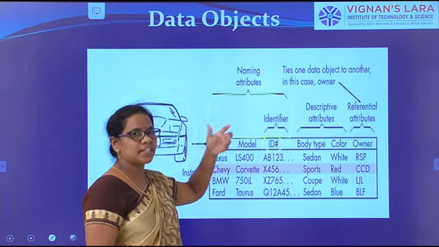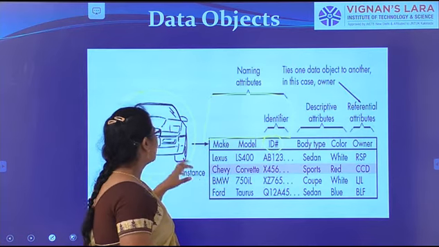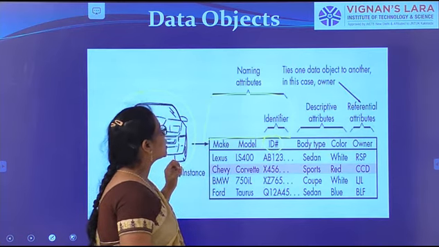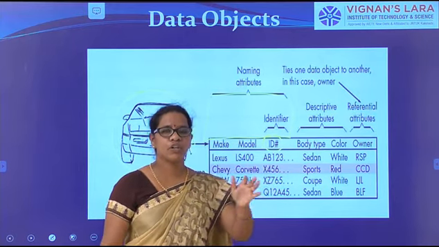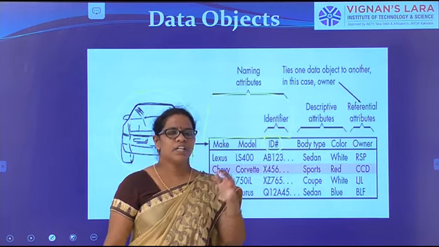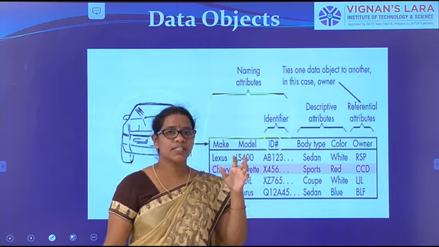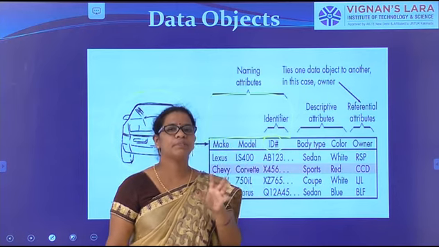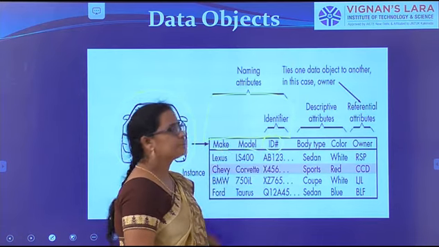For example, suppose I want to ask about a person in your class who is absent. I don't know his ID number, but he is tall and has blue eyes. Those are the attributes of that person. Like that, the attributes of the car are make, model, ID.